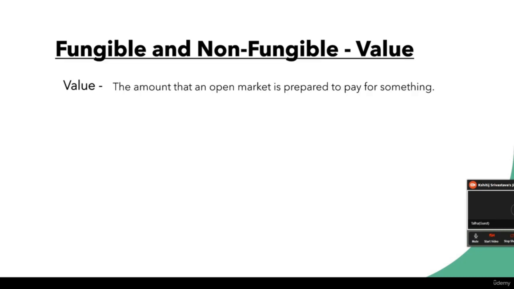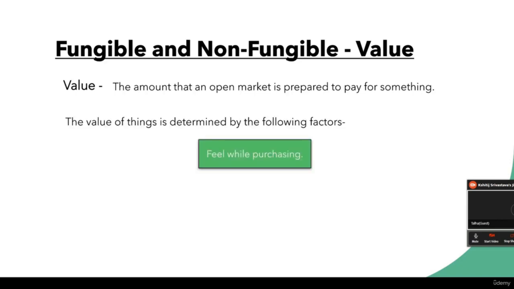Value is the amount that a market determines for any product. That means if we want to sell that product, it will have some value and people will be ready to pay that value for that product. For example, if we have a certain quantity of gold, or let's say we have a house that we want to sell, then there will be people who will be ready to pay a certain amount for that house. So we can say that will be its value. But how this value is determined? This value is determined by how that person is feeling before buying that product.